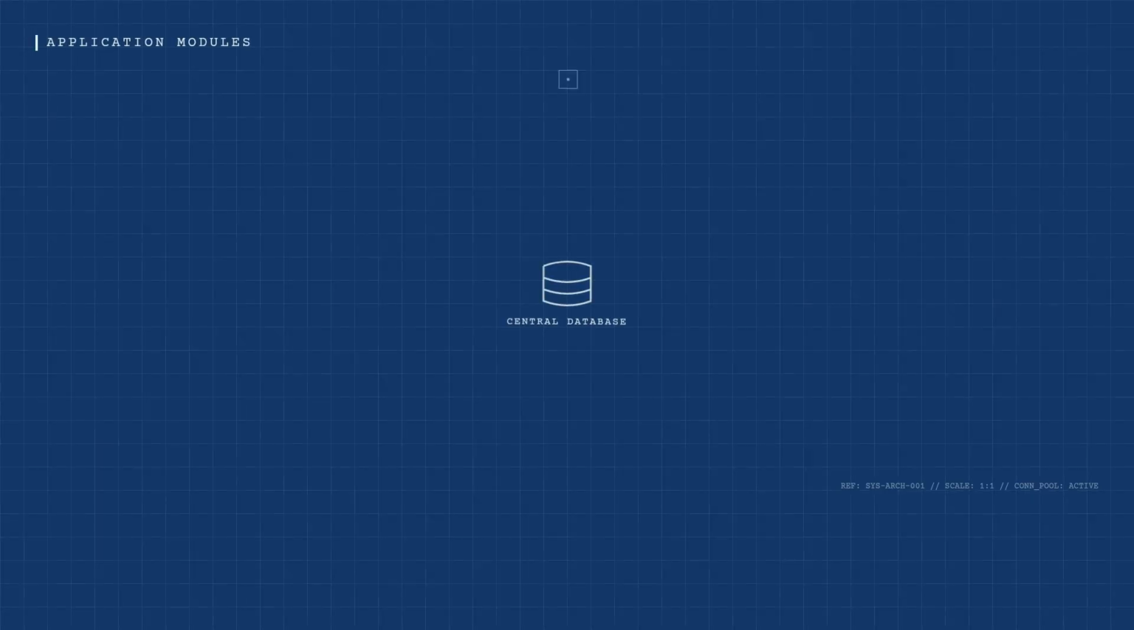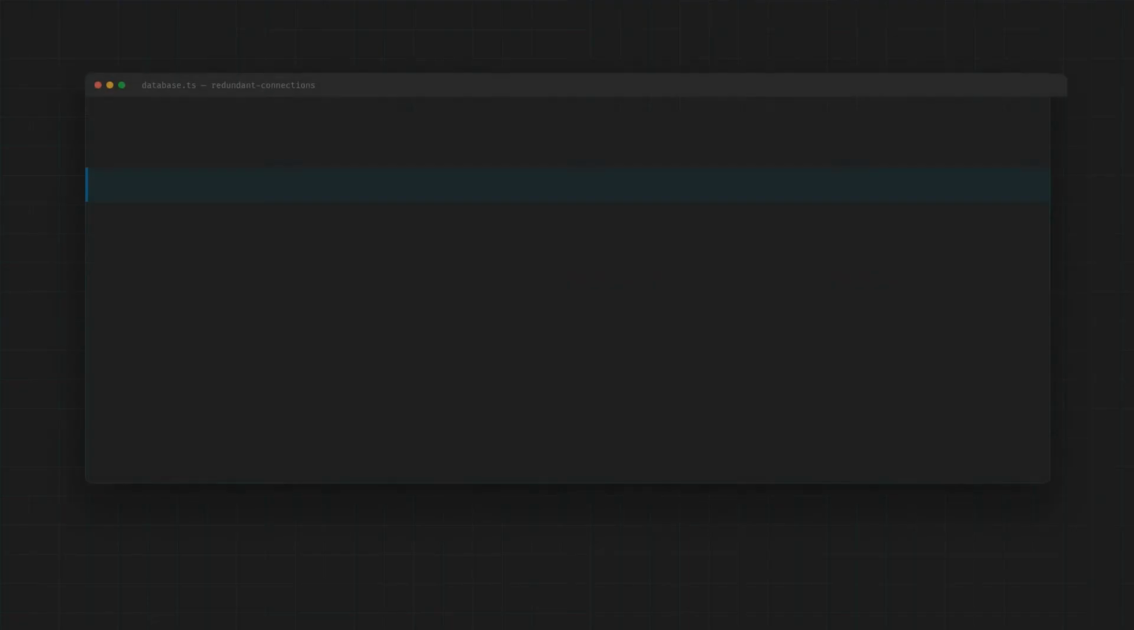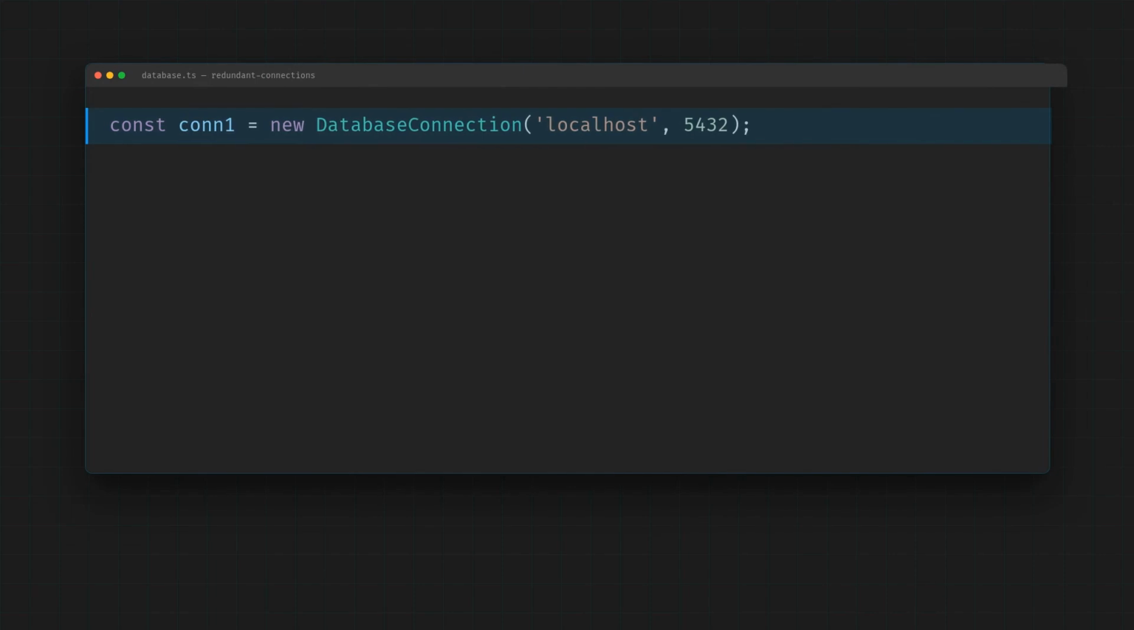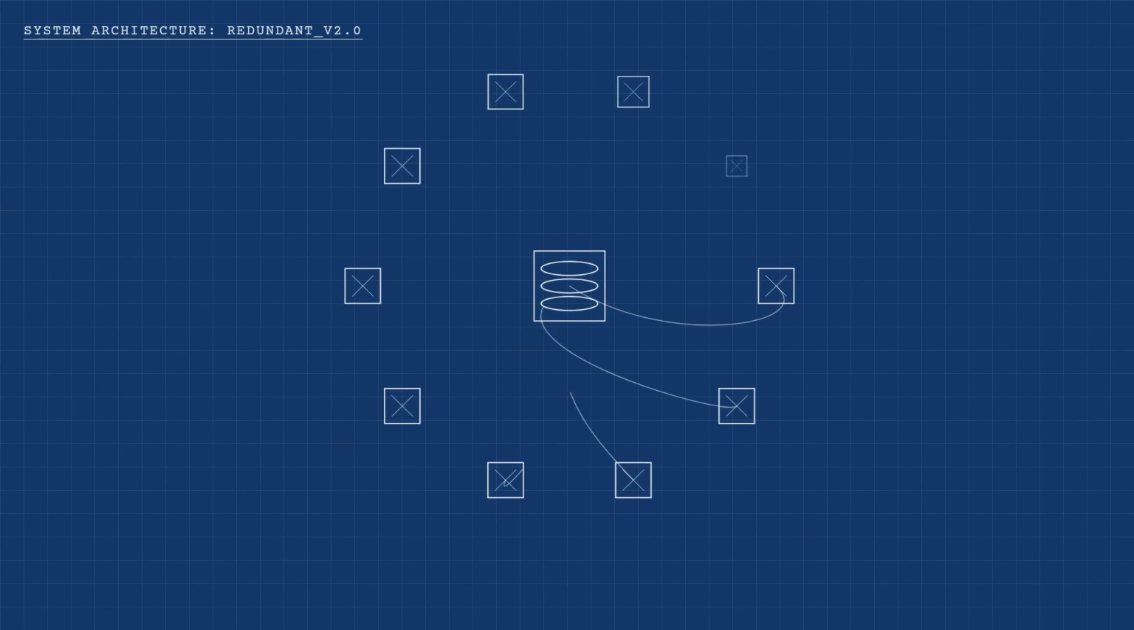Imagine your app connects to a database. Different modules each create their own connection. const con1 = new DatabaseConnection(localhost:5432). const con2 = new DatabaseConnection(localhost:5432). const con3 = new DatabaseConnection(localhost:5432). Three separate connections to the same database. Ten modules means ten connections doing what one could handle.